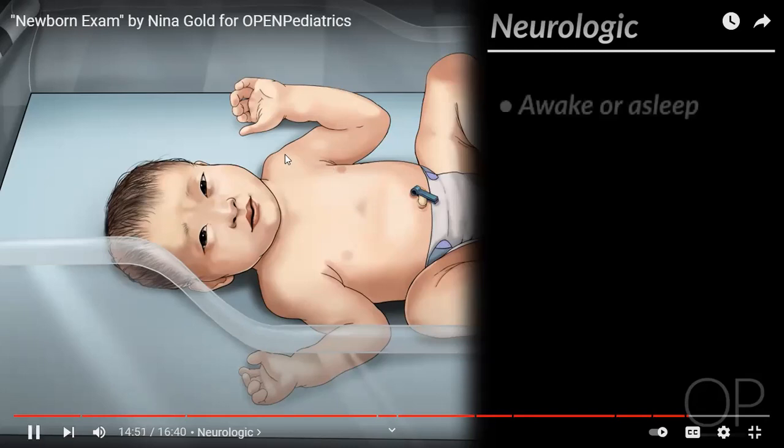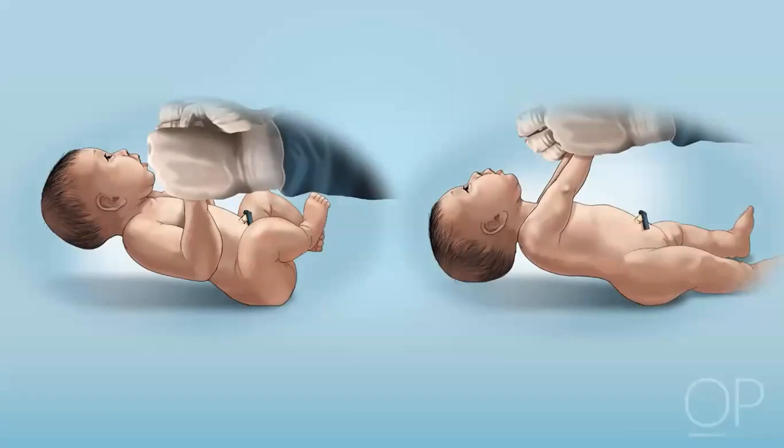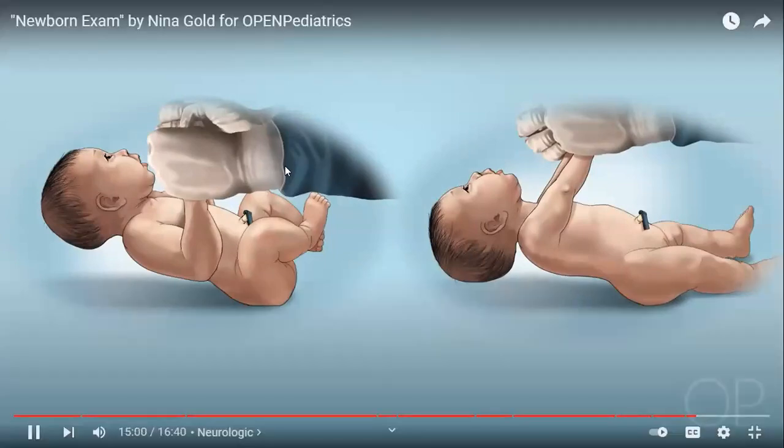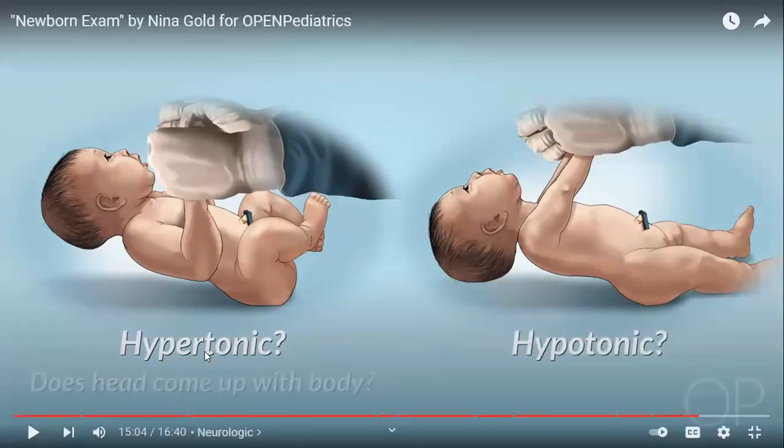This can be described as awake or asleep, irritable or calm, consolable or inconsolable. To test her muscle tone, pull her toward you. Does her body feel stiff and hypertonic or overly floppy and hypotonic? So hypertonic and hypotonic, the muscle tone we need to check. Does the head come up with her body to a sitting position or does it lag behind?